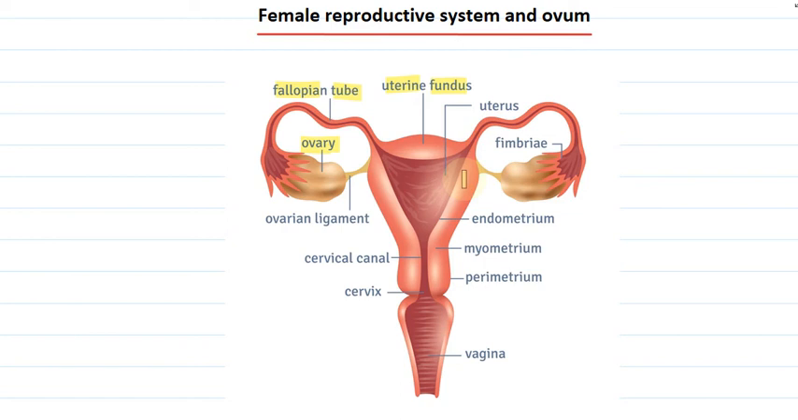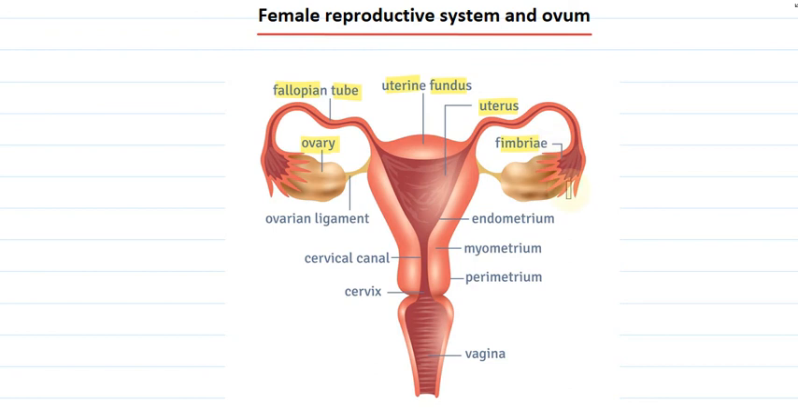Then there is the uterus. The uterus is shaped like an inverted pear, and it is supported by ligaments attached to the pelvis. It is very important that the uterus is the site for implantation of the zygote and the complete developmental process of the fetus.